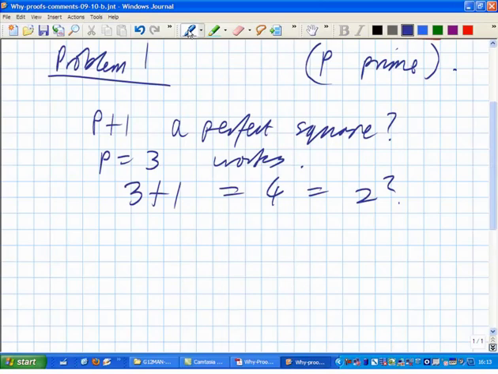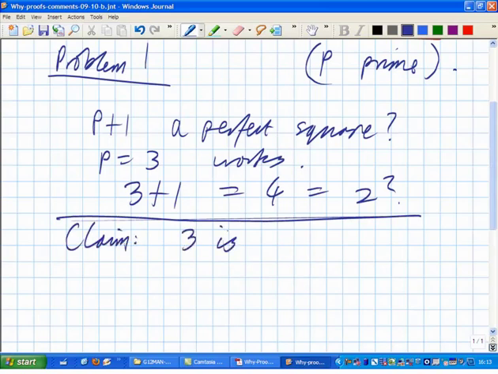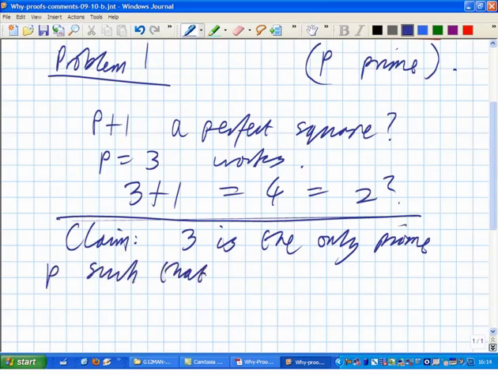Yeah? If you let p equal n squared minus 1. Okay, so that's a very good idea. We're going to rewrite it. So the claim is 3 is the only prime p that works. So we're going to claim that 3 is the only prime p such that p plus 1 is a perfect square.